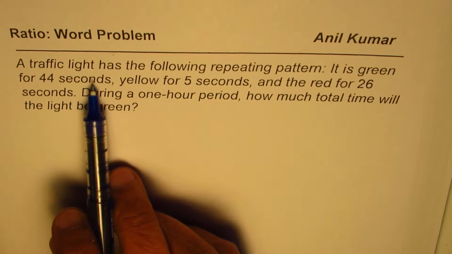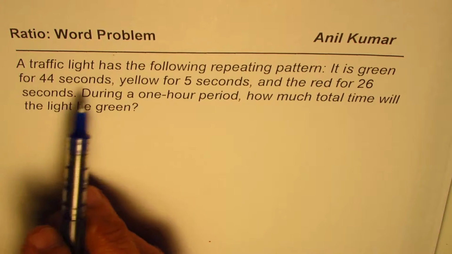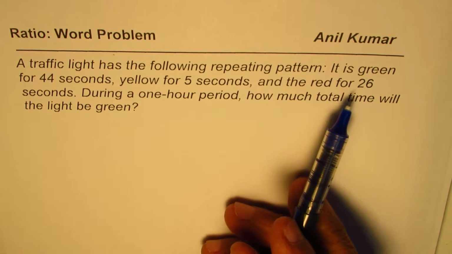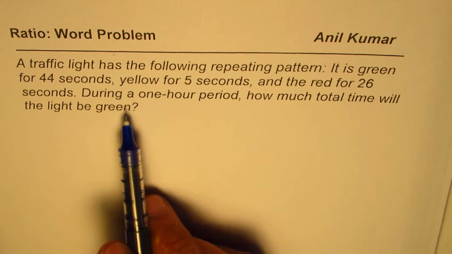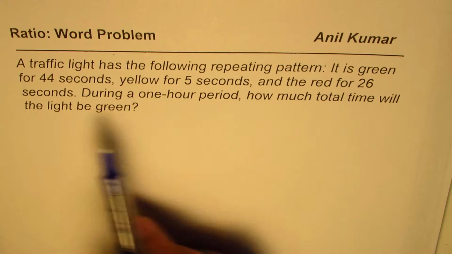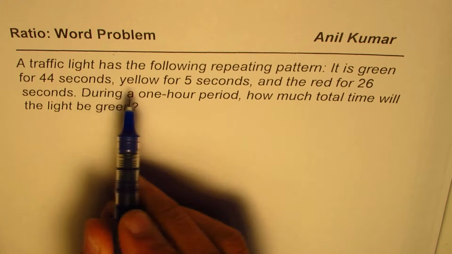A traffic light has the following repeating pattern. It is green for 44 seconds, yellow for 5 seconds and red for 26 seconds. During a 1 hour period, how much total time will the light be green? This is what you need to find. So let's use the ratios.